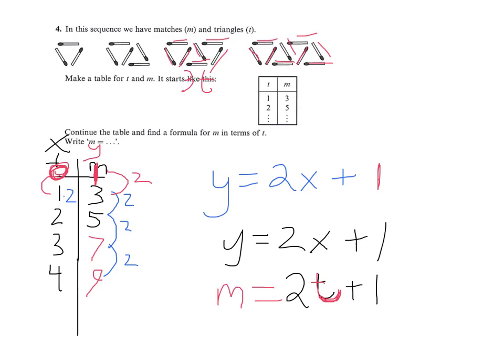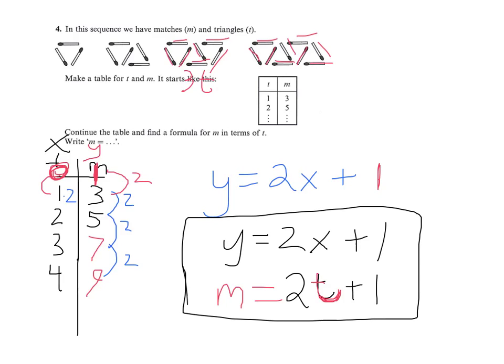And so that's going to be m equals 2t plus 1, or y equals 2x plus 1. Both totally acceptable on a test or quiz.